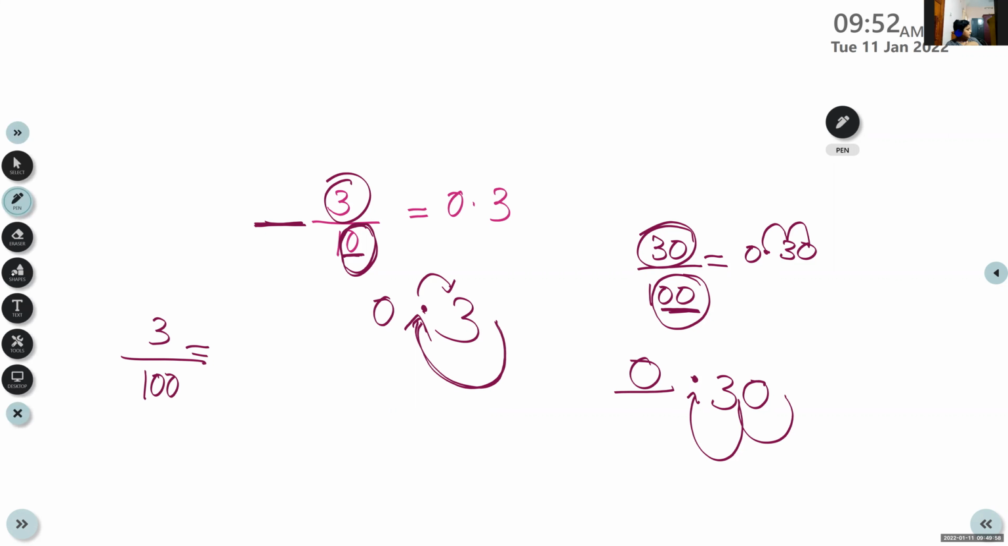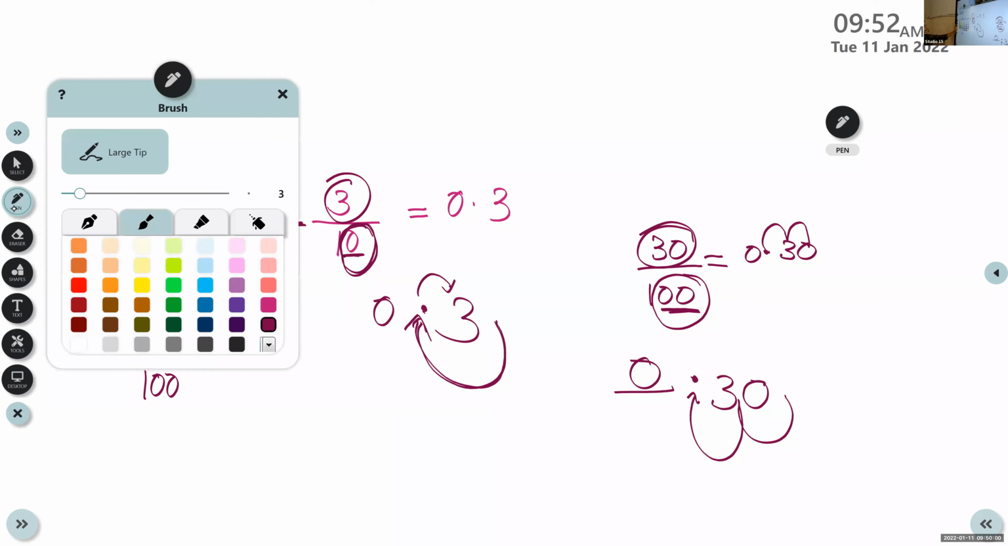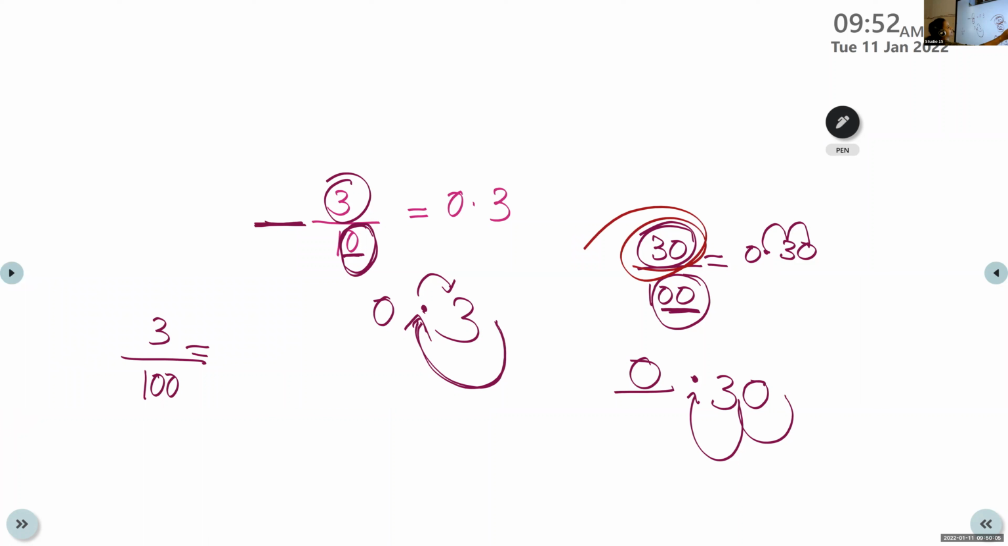Now, children, if it is 3 by 100, somebody tell me the correct answer. 30 is already written for 30. 0.03. Yes, 0.03. Why 0.03 here, children? Because look here, we will first write 3, that is the numerator. Then what will we do? We will count the number of zeros. How many zeros are there? 2 zeros. Here we have only one digit.